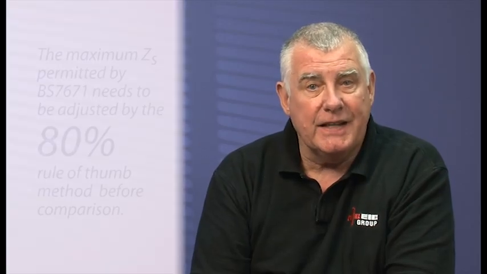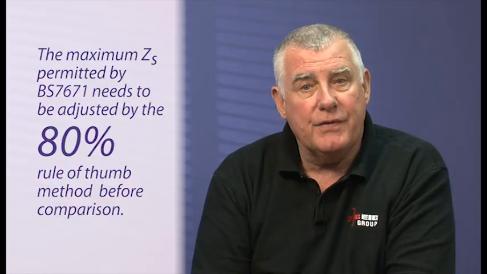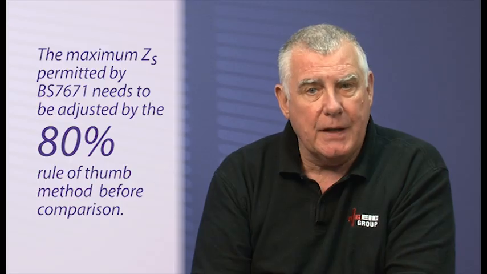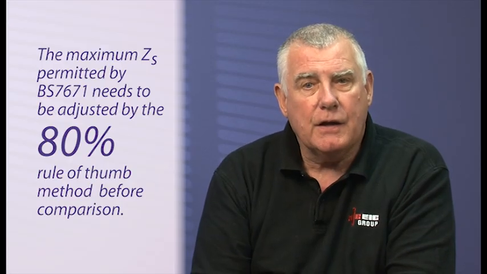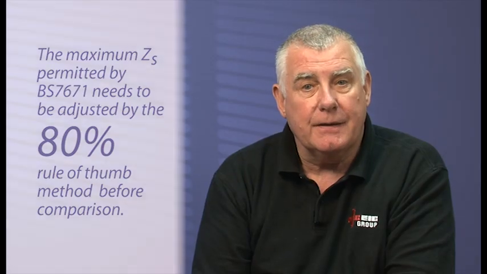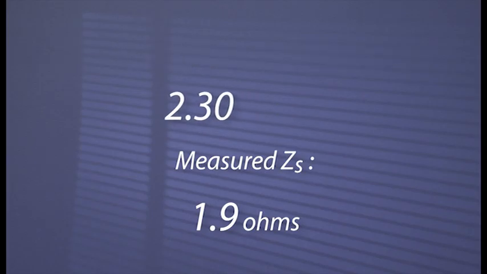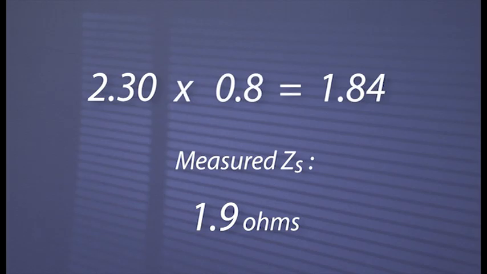Unfortunately, the maximum Zs needs to be adjusted by the 80% rule of thumb method before comparison. This allows for the difference between conductor temperature during normal operation and the colder conductor temperature during testing. For example, if the maximum Zs for a circuit in the regs was 2.3 ohms and the measured Zs was 1.9 ohms, on the face of it everything seems fine. But reduce the maximum allowed Zs to 80% of its value and you get 1.84 ohms. Which tells us we have a circuit which may not achieve the required disconnection time of 0.4 of a second in the event of a fault.